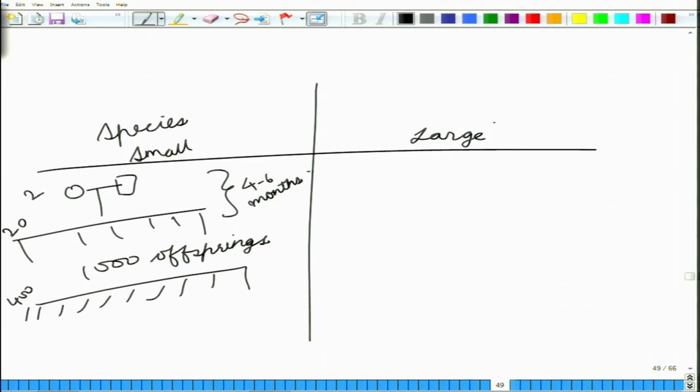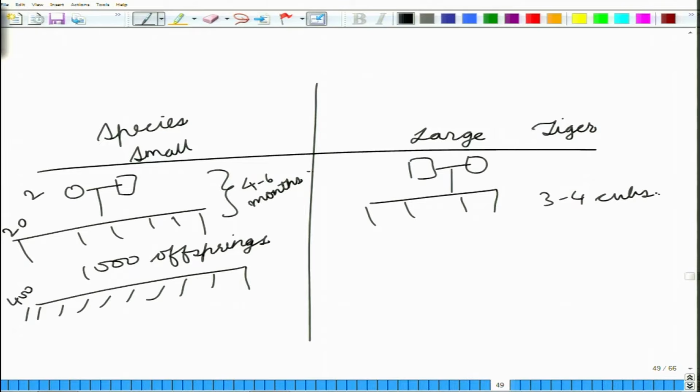On the other hand, we have some other species that are large in size. So, a good example could be the tiger. Now, in the case of a tiger, when you have a mating, it would generally result in, say, 3 to 4 cubs, and the time to sexual maturity for these cubs is of the order of a few years, say around 6 to 7 years. So, let us call it as 7 years.